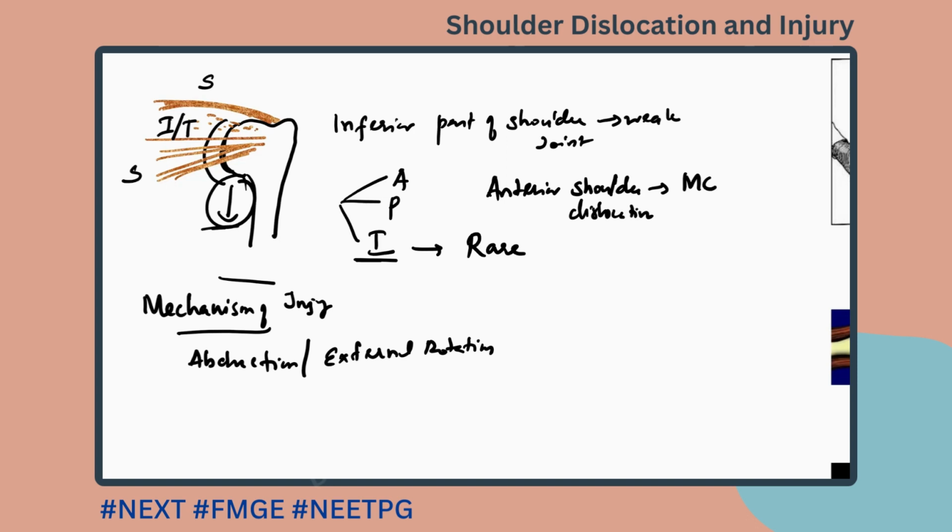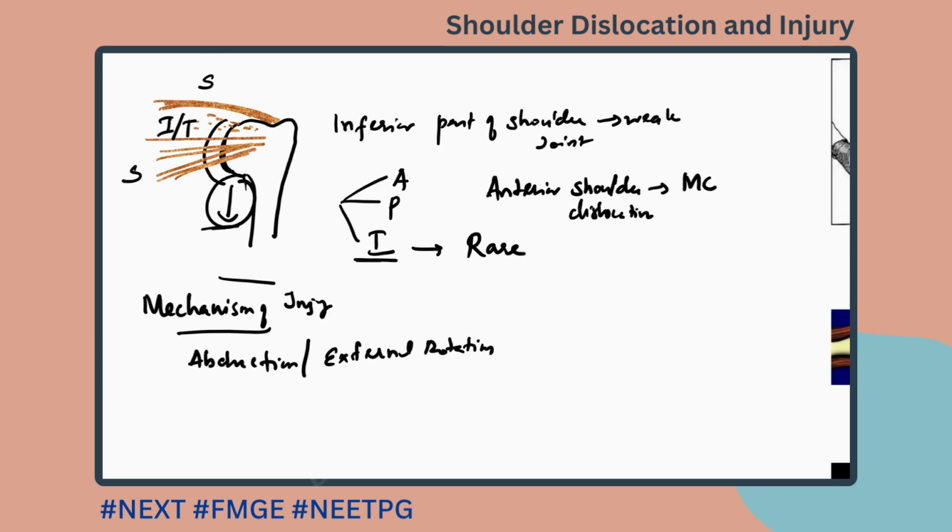So the shoulder joint can abduct and adduct. It can flex and extend. It can internally rotate, externally rotate, and circumduct. The shoulder joint moves in so many axes. That is why this joint is called a multi-axial joint.